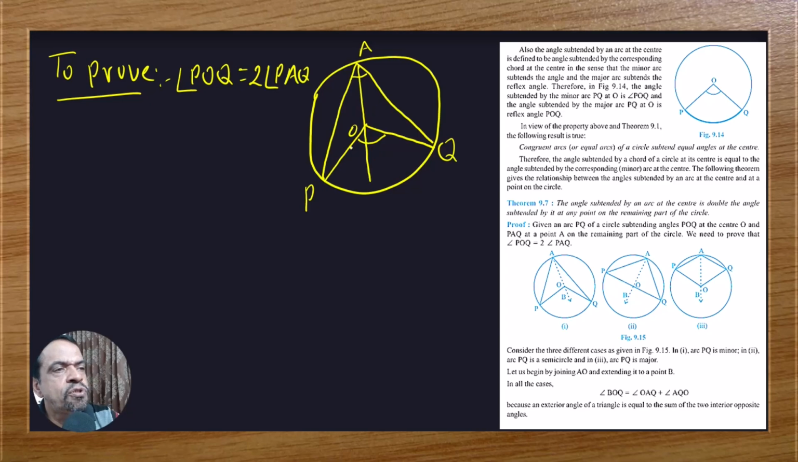Let us join A to O and extend it to B. Now see, in triangle OAP, OA equals OP, radii.